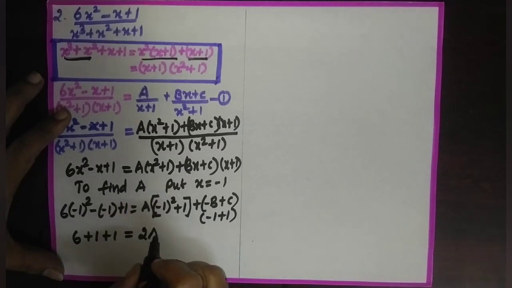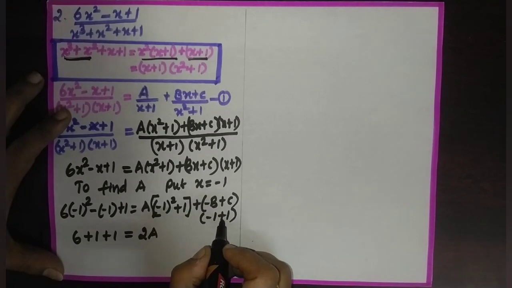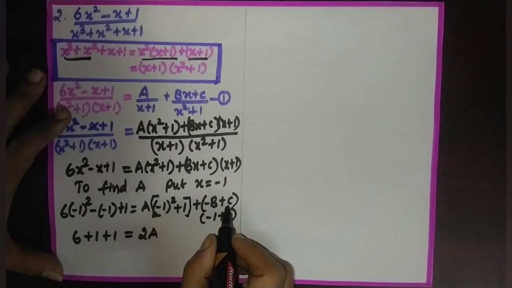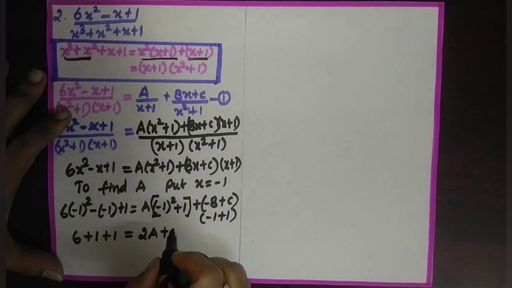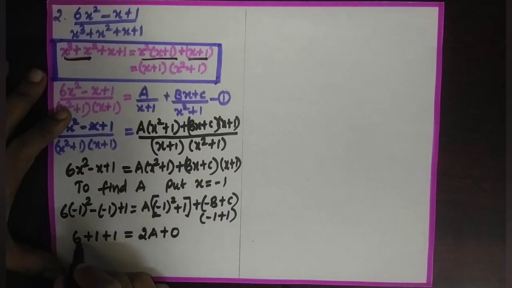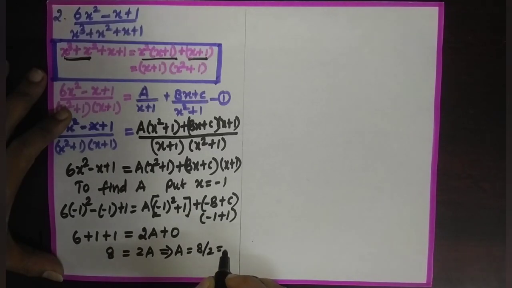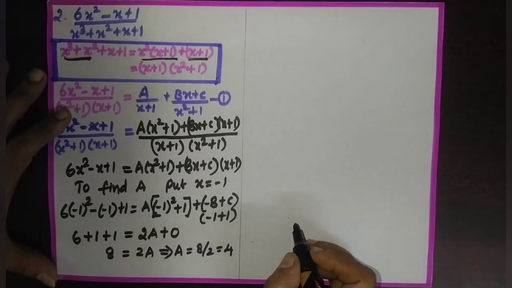Then we get 2a. Second term, minus 1 plus 1 is 0. 0 into minus b plus c is 0. Then we get second term as 0. 6 plus 1 plus 1 is 8. 8 equal to 2a, which gives a equal to 8 by 2. So 8 by 2 is 4.